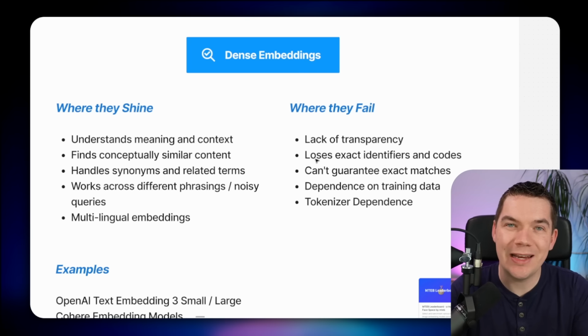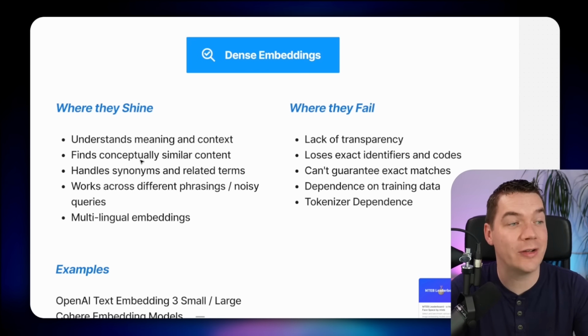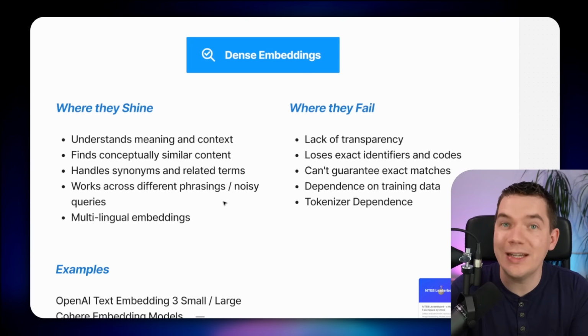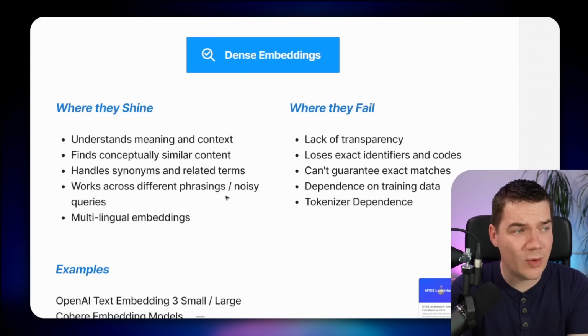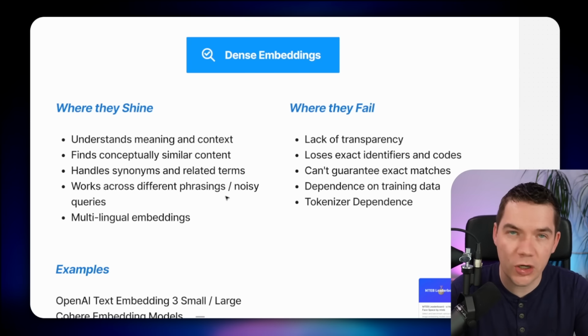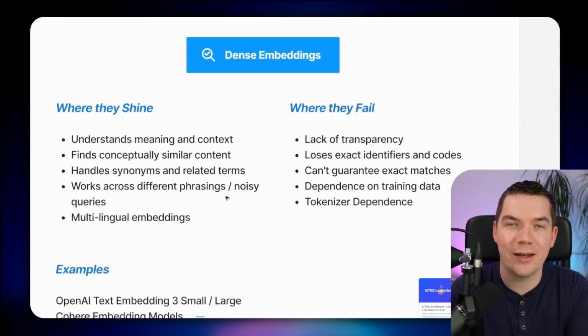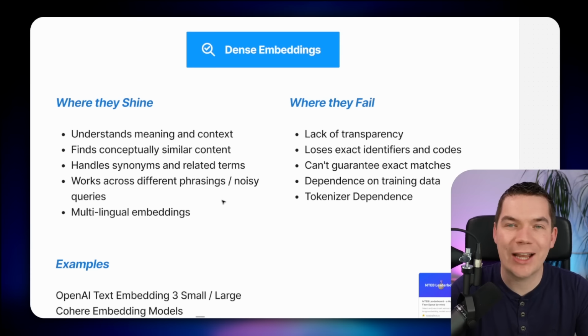So these dense embeddings are brilliant at understanding the meaning and the context of the information that's ingested and of the questions that are being asked. And they can find conceptually similar content across different phrasings and noisy queries, like the car, automobile, vehicle example that I gave. They're also able to handle synonyms and related terms, and there's lots of different models that can support multilingual embeddings as well. Where they fail though is they lack transparency. They're a bit of a black box. You don't know why they're actually returning what they're returning.